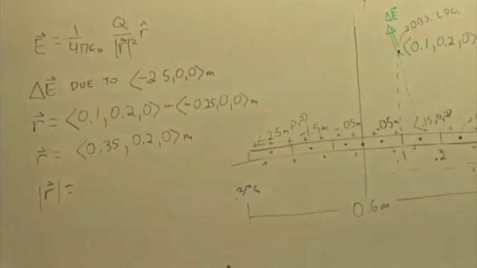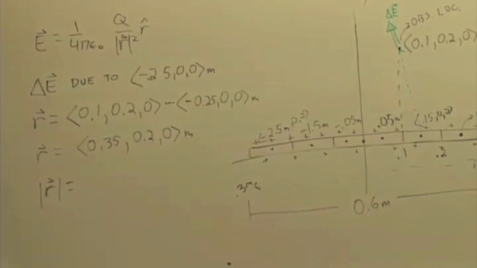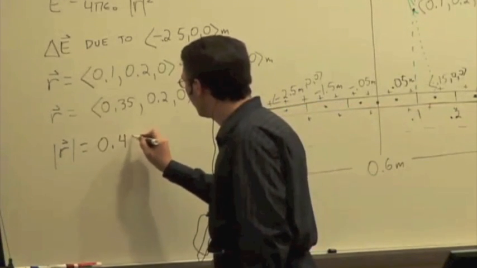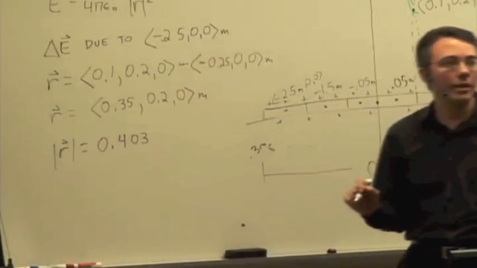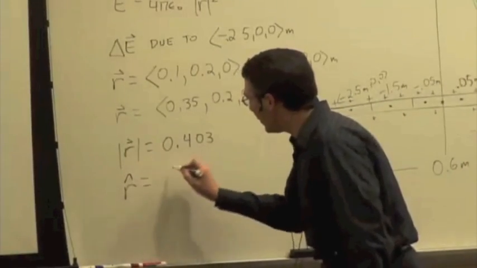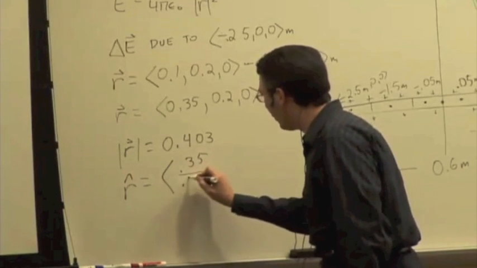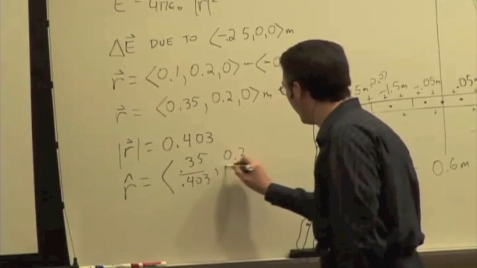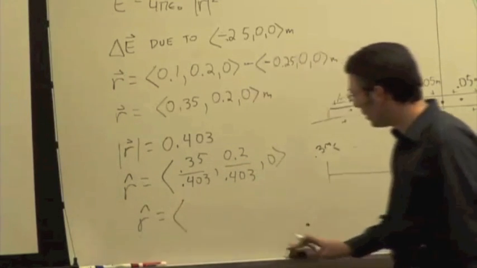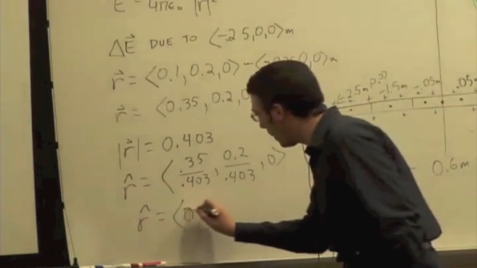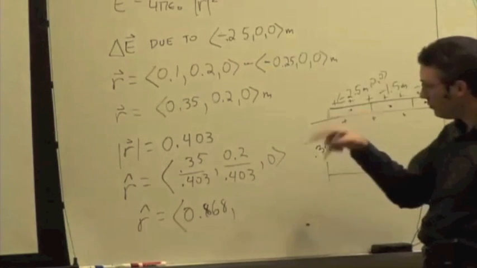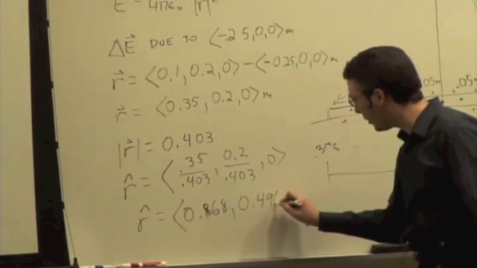Everybody take out a calculator. Calculate the magnitude of R. What do we get? 0.403. We agree? Anybody else get the same result? Okay, 0.403. Next, we have to find r hat. So we have 0.35 over 0.403, comma 0.2 over 0.403, comma 0. And that gives us what? 0.868, comma 0.496, comma 0. Okay?